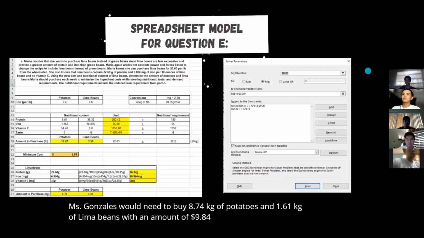For spreadsheet model E, Ms. Gonzalez chose to switch to lima beans because they are cheaper and provide more iron when compared to green beans. In order to meet the nutritional requirements, she needs to purchase 8.74 kilograms of potatoes and 1.6 kilograms of lima beans, which would cost a total of $9.84.